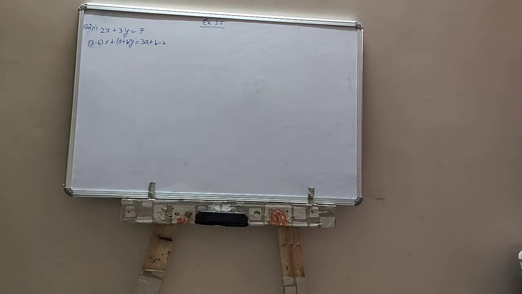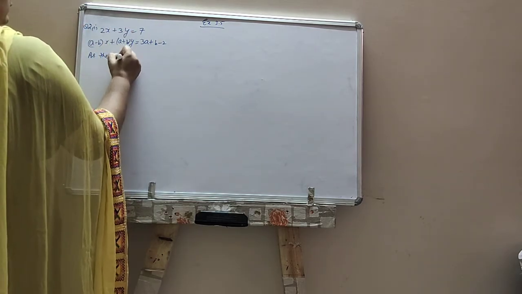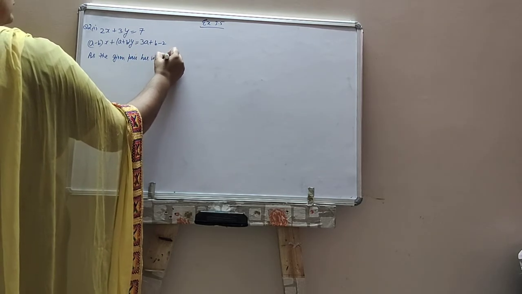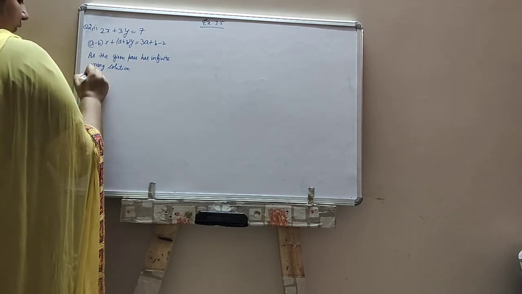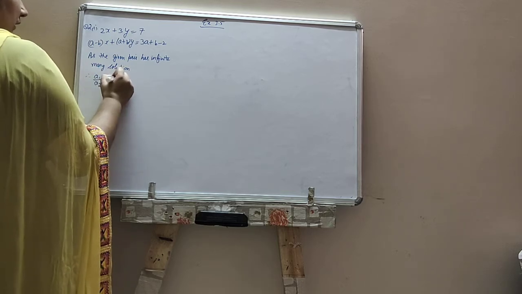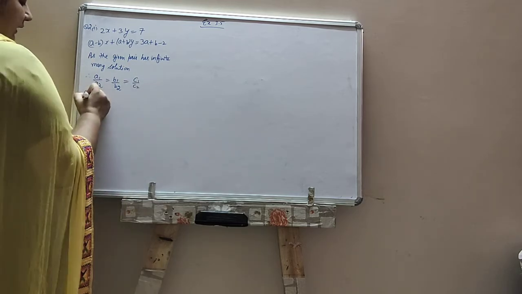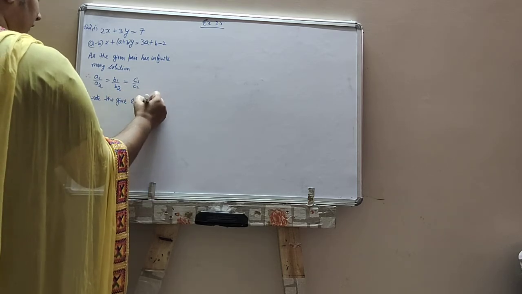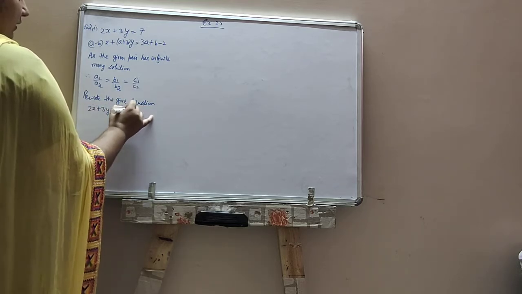So it has infinite many solution. So what is the condition for infinite many solution? As the given pair has infinite many solution, therefore क्या कंडीशन थी? a1 by a2 is equal to b1 by b2 is equal to c1 by c2. Now rewrite the given equations. I will shift this side. 2x plus 3y minus 7 equals to 0.